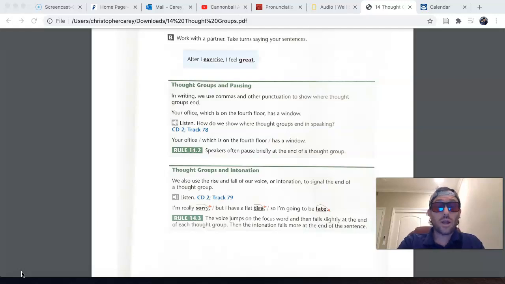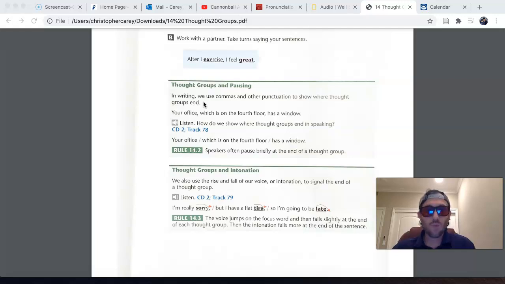We're moving on to our next pronunciation tip, which we already kind of covered when we did our warm-up and introduction at the beginning of the chapter, and that's thought groups and pausing. And in writing, and you've probably already begun looking at this in your writing classes, in your grammar classes, we use commas and other punctuation to show where thought groups end.